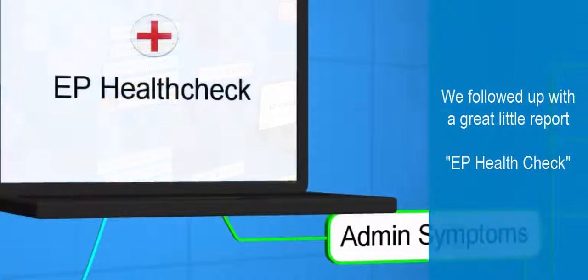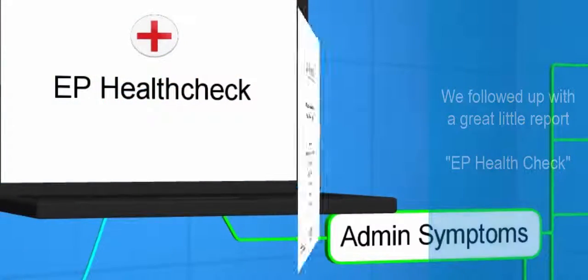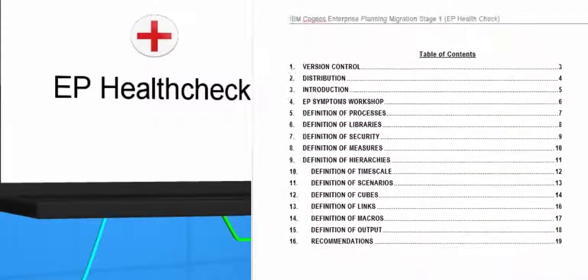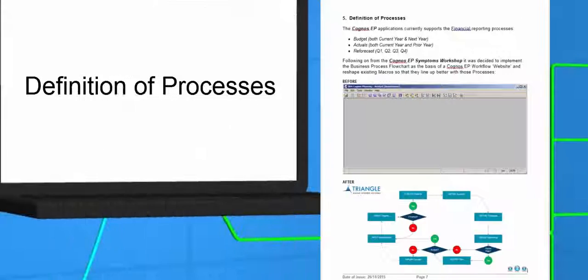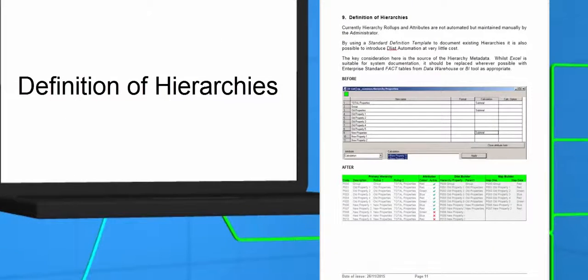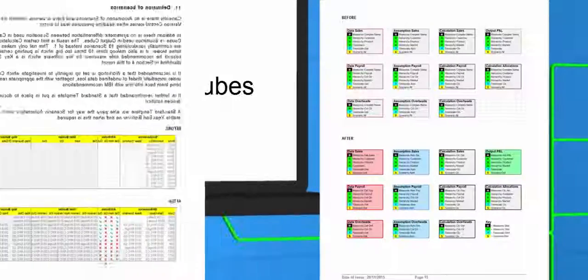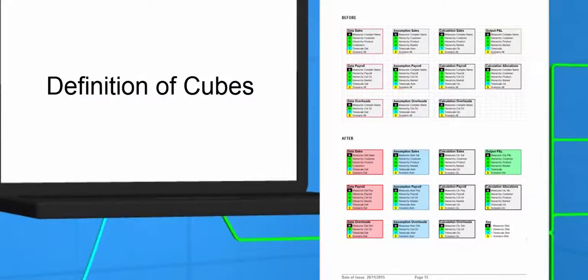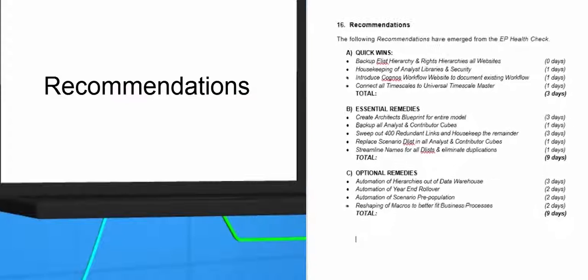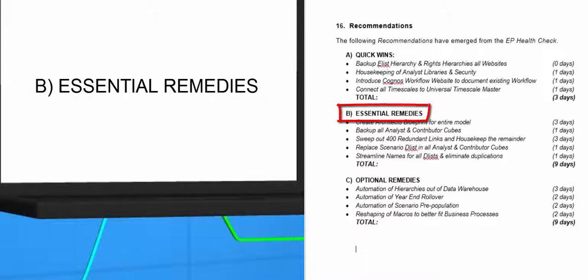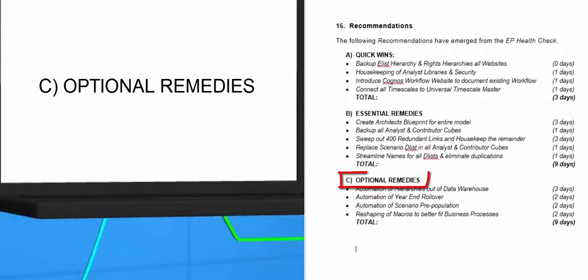We followed up with a great little report, EP Health Check. This covered all the major items of the design. These things included definition of processes, definition of hierarchies, definition of scenarios, definition of cubes, and of course we made recommendations. There was quick wins, there was essential remedies, and there was optional remedies.